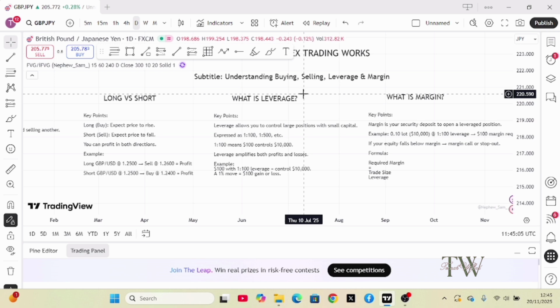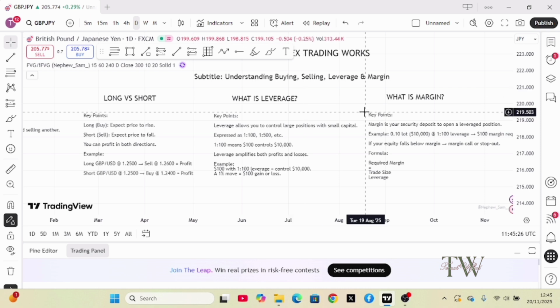Okay, if your equity falls below margin, that means you get a margin call. I don't know if you have been trading and then suddenly you get that fast notification, or it's called a margin call, or maybe your broker just simply stops you out because you've exhausted the leverage that you've been given, you've exhausted the benefit that you've been given. So anything below that, they will be the ones that lost.